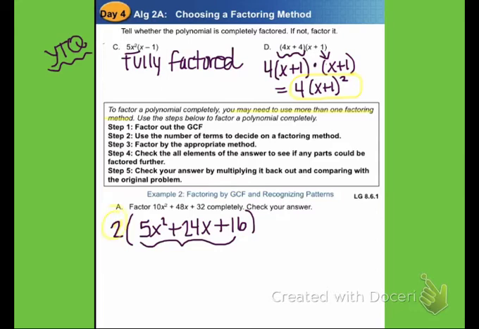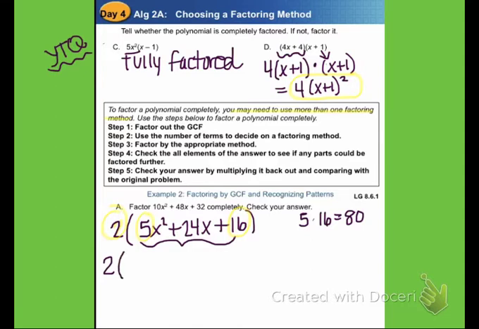But when I look inside the parentheses, I see that it's a 3-term polynomial. The first and last terms are not perfect squares, so I know it's not going to be one of those special patterns, but I could use the AC method. So that's what I'm going to do. I'm going to see what 5 times 16 is, and it's 80. And then I think about factors of 80, and I'm trying to get them to add up to 24 so that I can split that middle term up.